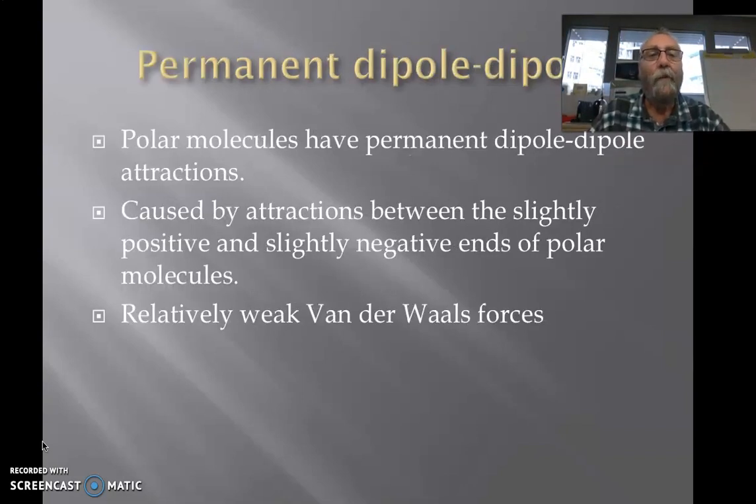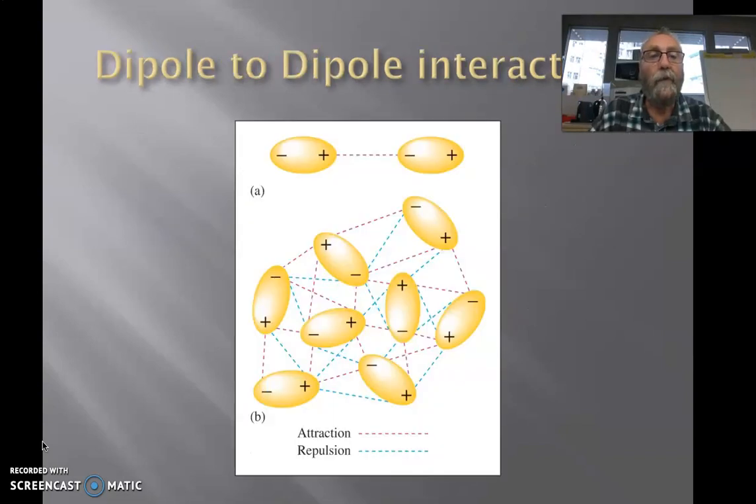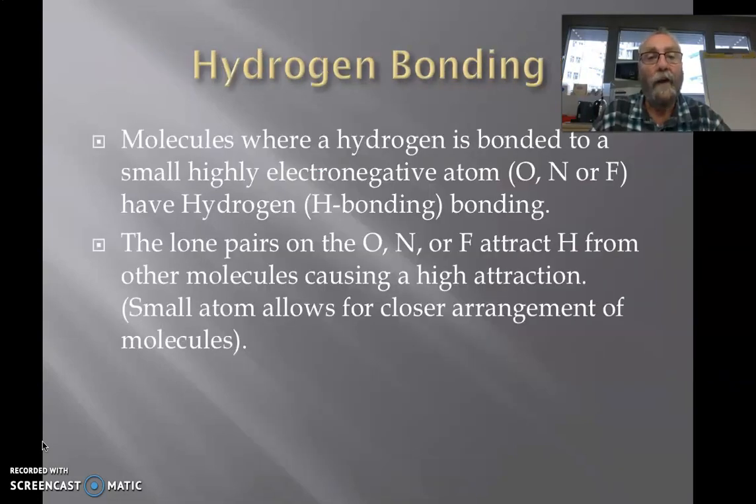So polar molecules have permanent dipole to dipole attractions caused by the attractions of slightly polar molecules. So here's what that looks like. Okay, they are permanent attractions between positive and negative ends of the molecules. Hydrogen bonding only occurs where hydrogen is directly attached to oxygen, nitrogen, and fluorine. And this is because of the lone pair on the oxygen, nitrogen, and fluorine, which is attracted to the hydrogen from the other molecule.